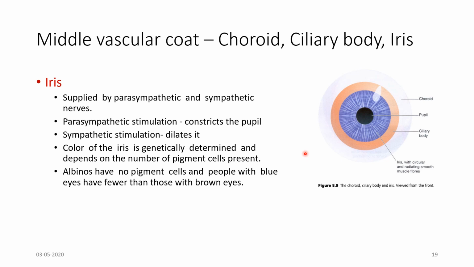Blue colored irises will be seen in some people. Then there are people with brown eyes. Albinos have no pigment cells, and people with blue eyes have fewer than those with brown eyes. So depending on the pigment content, the color of the iris varies.